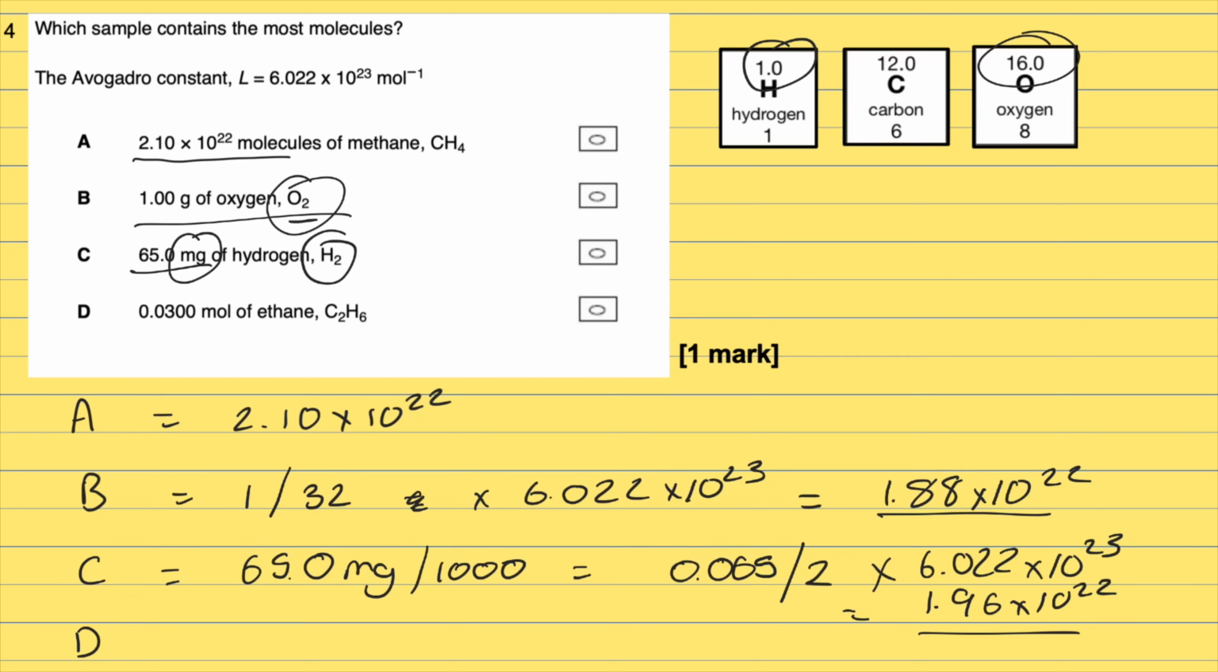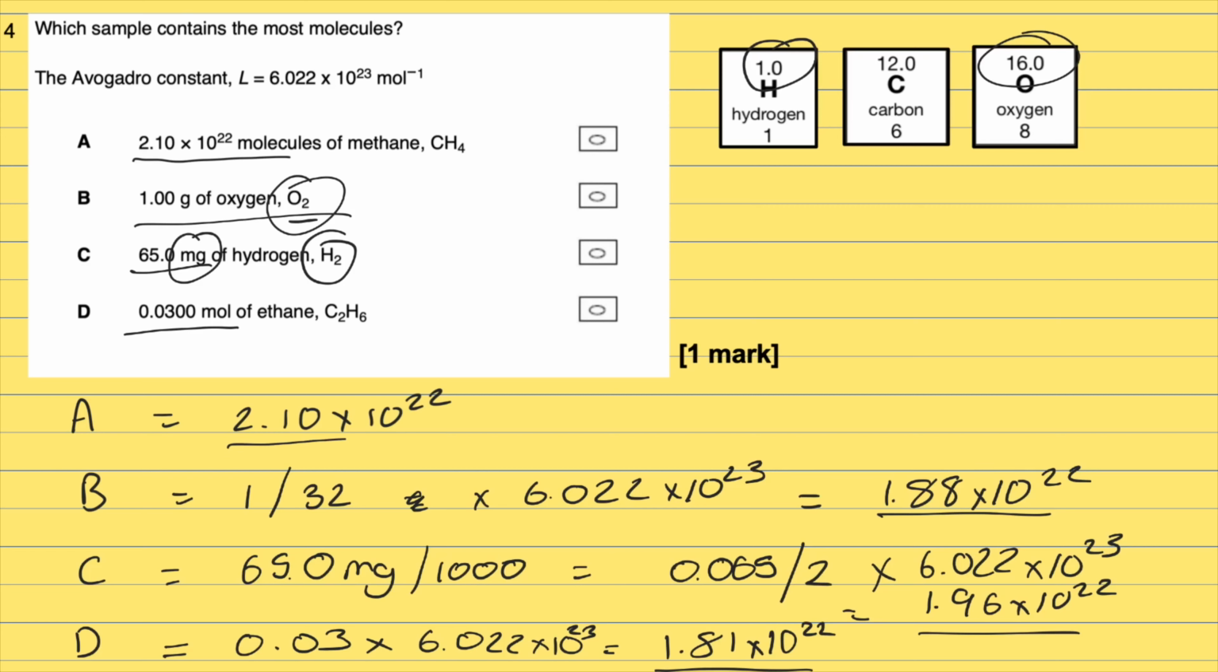D is, we've been told the number of moles of ethane, so we don't need to work it out. So we can simply do number of moles times Avogadro's number, 10 to the 23, which gives us 1.81 times 10 to the 22.